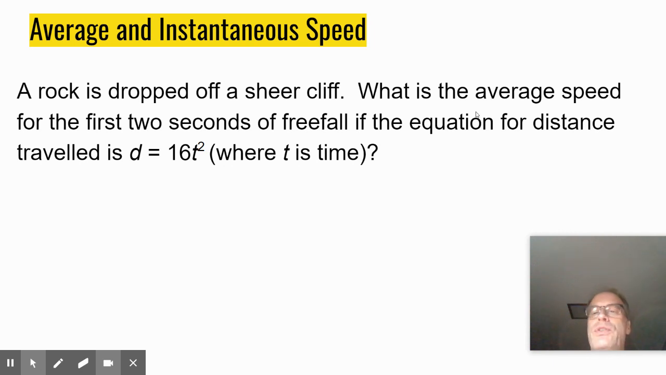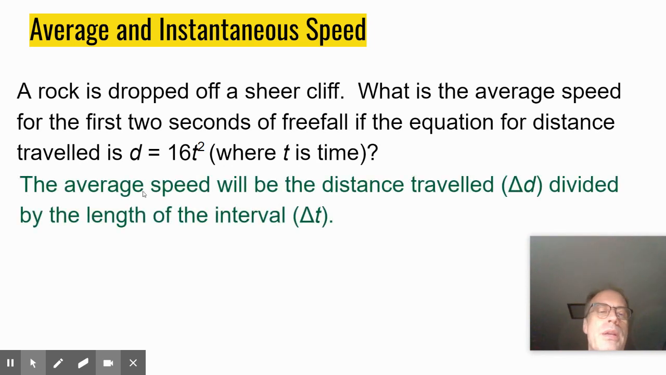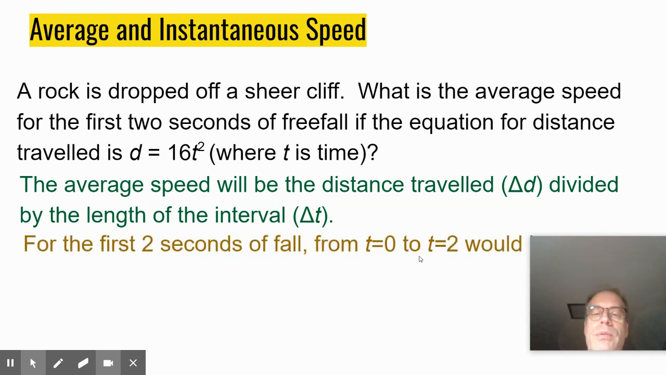Again, I hear average speed, I think rate of change, and I think it's going to be a slope problem. So I'm going to say that my average speed will be the distance traveled divided by the length of the interval. I can get my distance traveled by saying, since it's the first 2 seconds, I'm going to start at t equals 0, and I'm going to go to t equals 2.